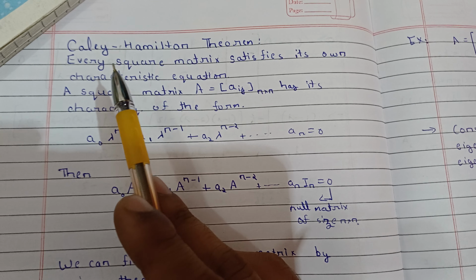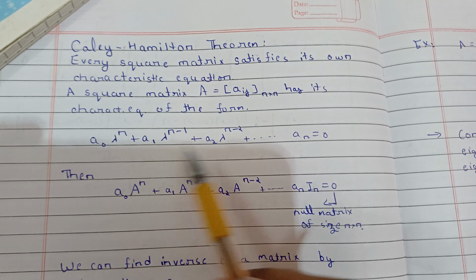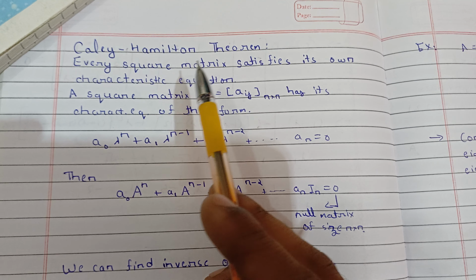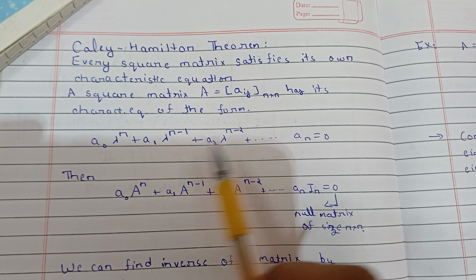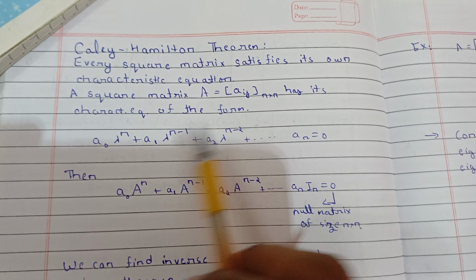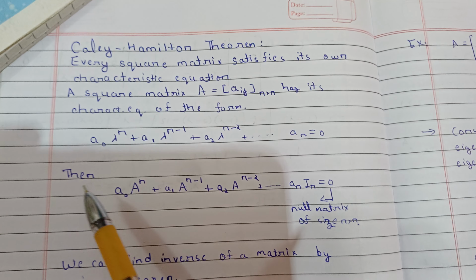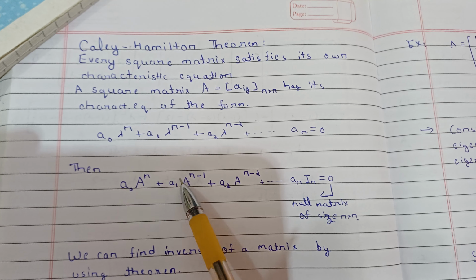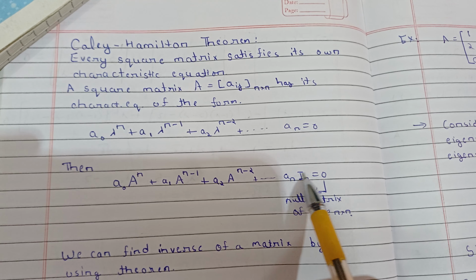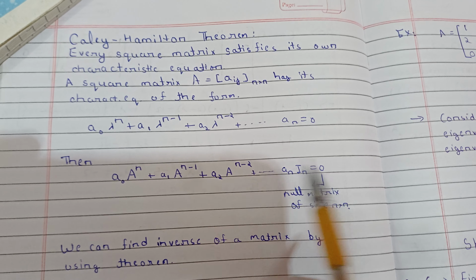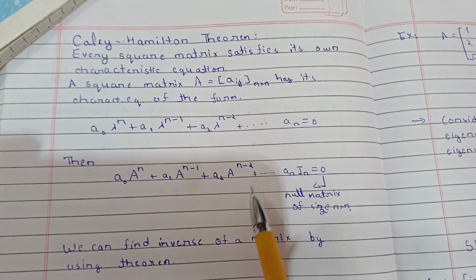Now, what the Cayley-Hamilton theorem says is that every square matrix itself satisfies this equation. Lambda is a variable, so if you put the matrix A here, it will satisfy this equation. So just put A in place of lambda: a0 A to the n plus a1 A to the n minus 1 plus a2 A to the n minus 2, and so on, will equal 0, and it will satisfy this equation.